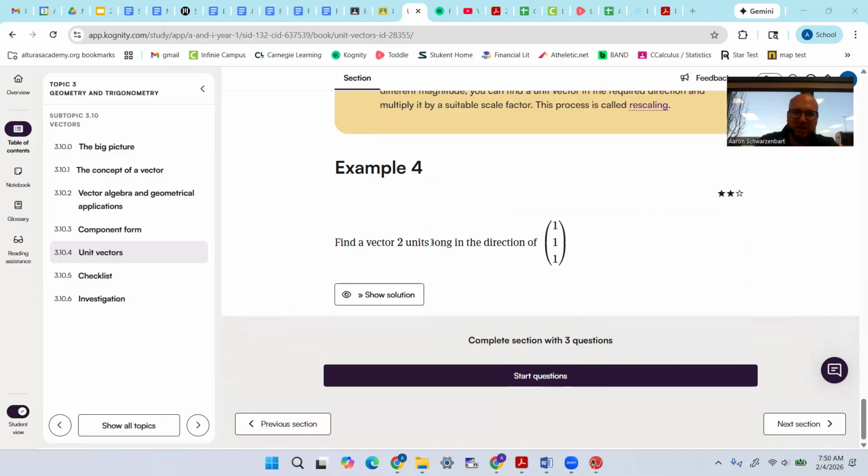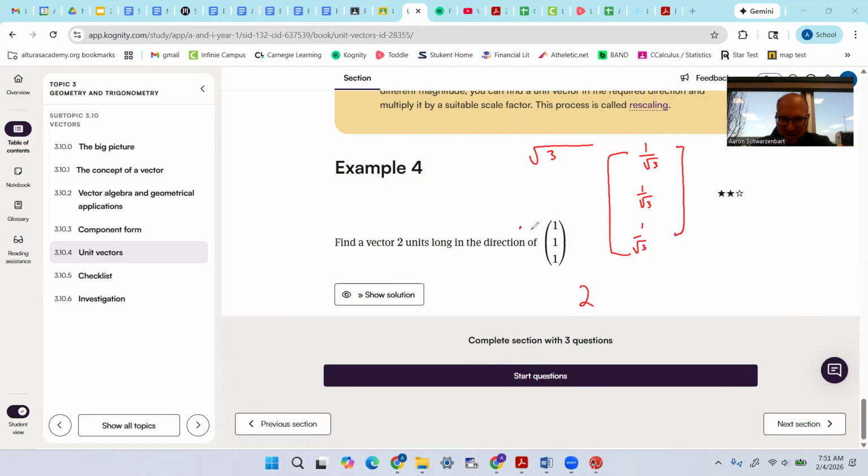Find a vector 2 units long in the direction of 1, 1, 1. So first thing I'm going to do is find the unit vector. Square root of 1 plus 1 plus 1 is square root of 3 is the magnitude. So my unit vector is 1 over square root of 3, 1 over square root of 3, 1 over square root of 3. It has a length of 1. So if I wanted to have 2, I just multiply by the scalar 2.